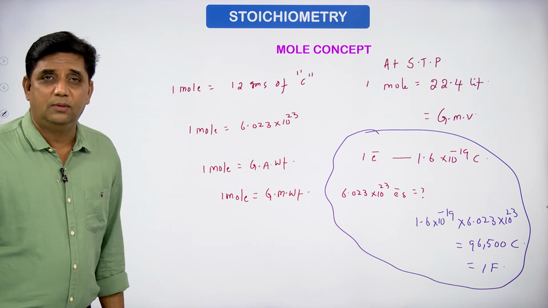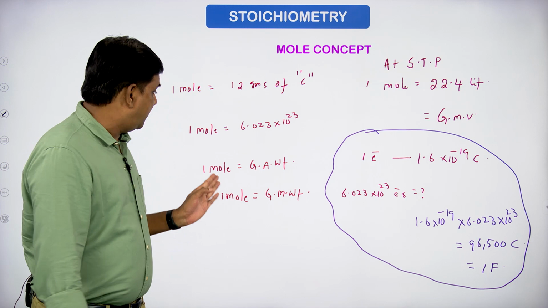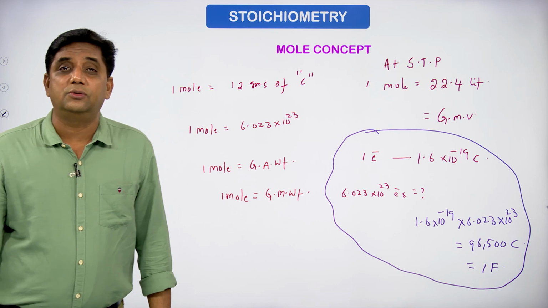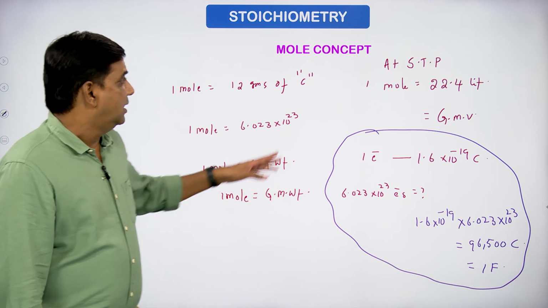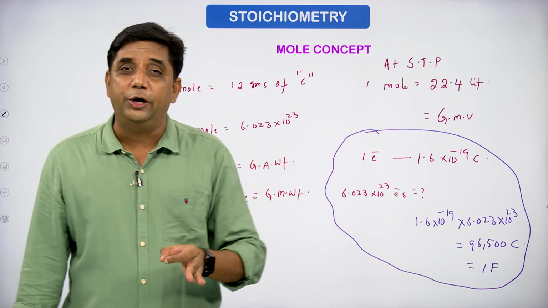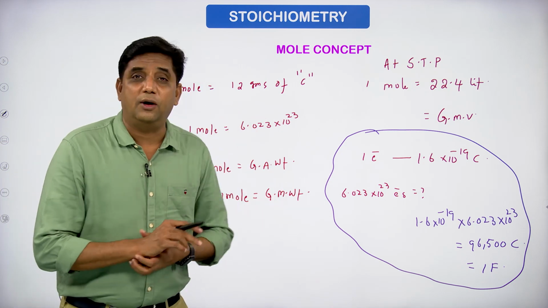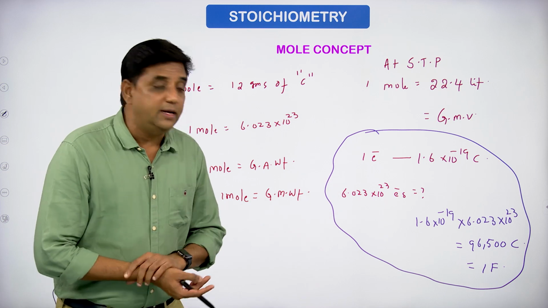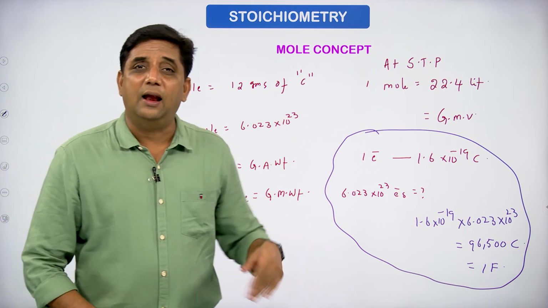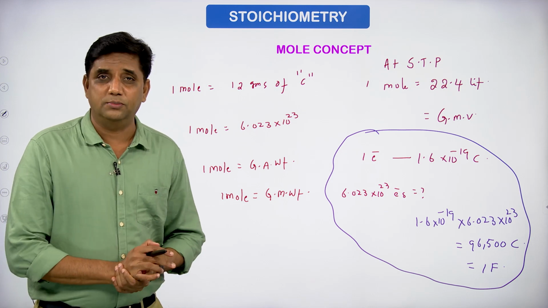So 1 mole is equal to 12 grams of carbon, 1 mole is equal to Avogadro number of particles, 1 mole is equal to gram atomic weight in case of atoms, and gram molecular weight in case of molecules. At STP, 1 mole of any gas will occupy 22.4 liters of volume, called gram molar volume. And the charge of 1 mole of electrons is 96,500 coulombs, which equals 1 Faraday. This is what I explained in the last class, a quick recap before we enter into the problems.